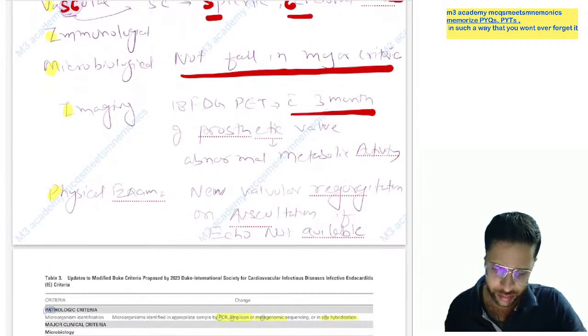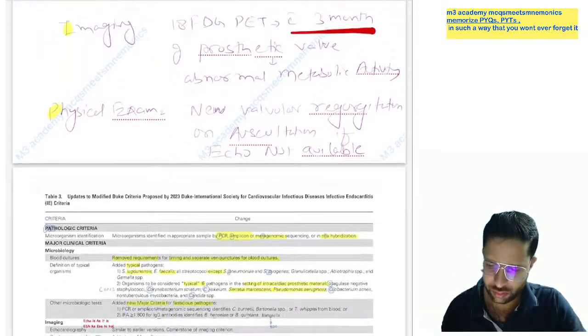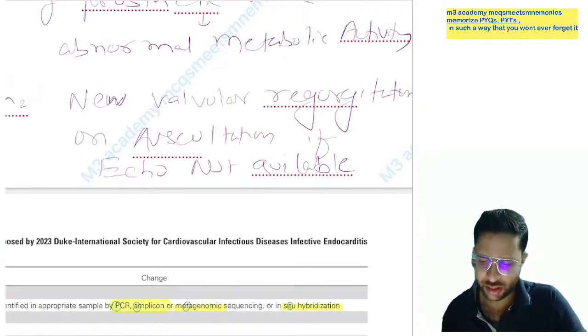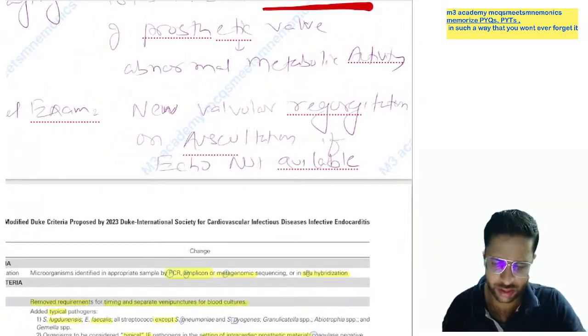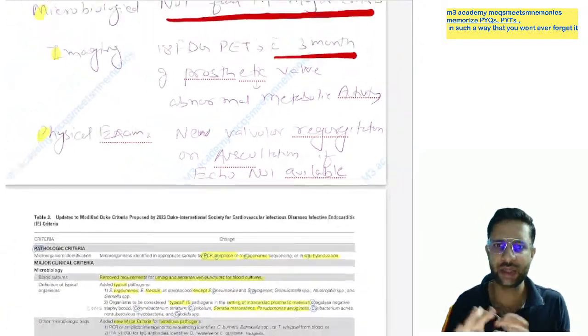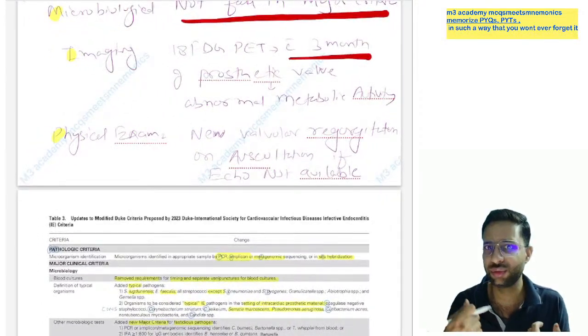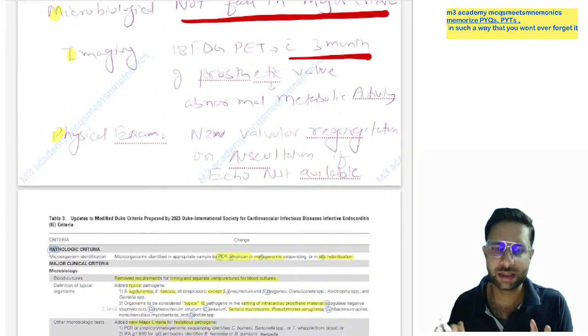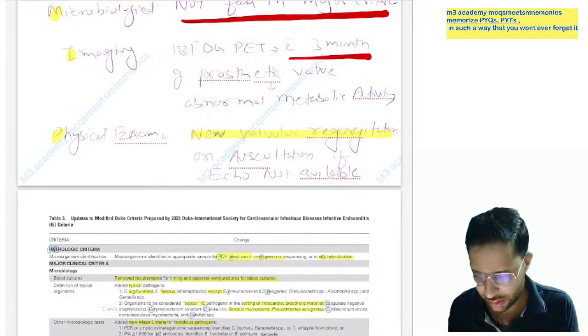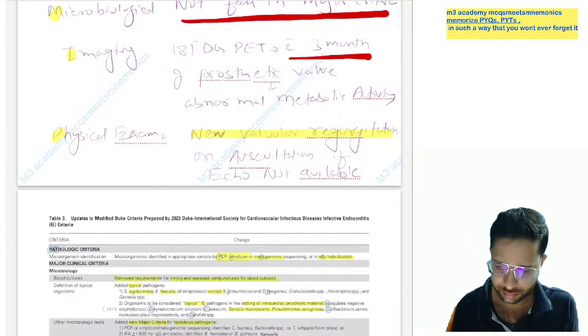Now physical examination: new valvular regurgitation on auscultation if echo is not available. So what is in the physical examination? If echo facility is not available and you are auscultating the heart, and you find a new valvular regurgitation murmur, then this is a minor criterion.